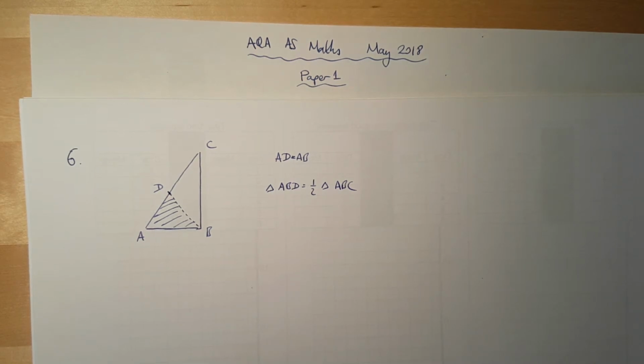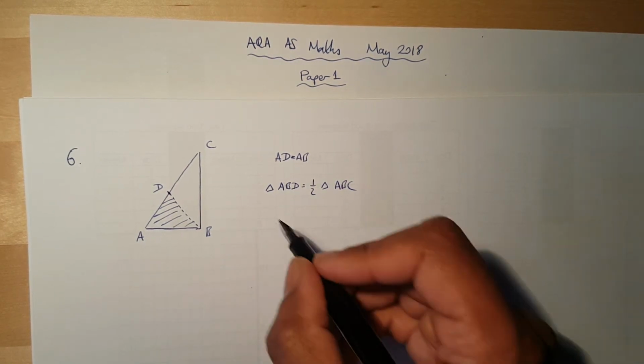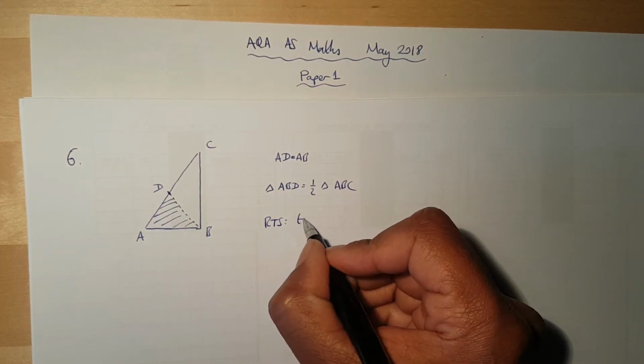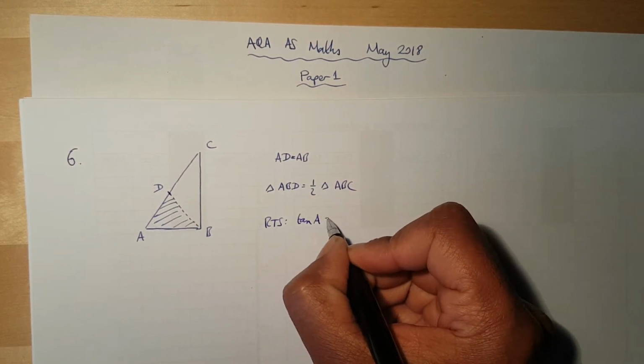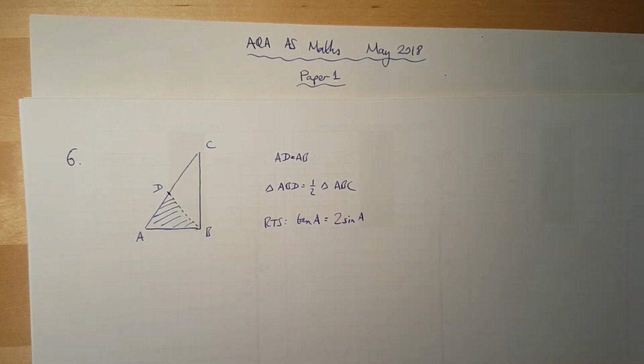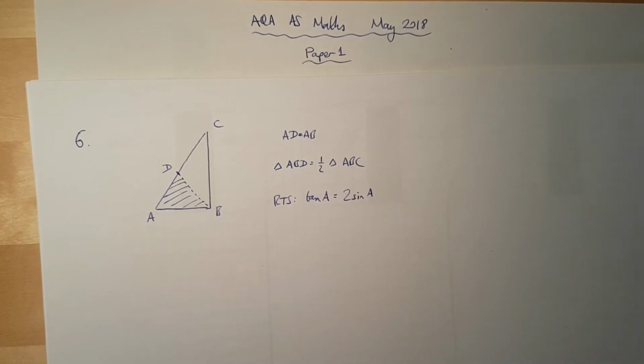We're then told that we're required to show, RTS, that tan of the angle A is equal to twice sine of the angle A. Let's see what we can do about that then. Right, let's start with tan A, shall we?